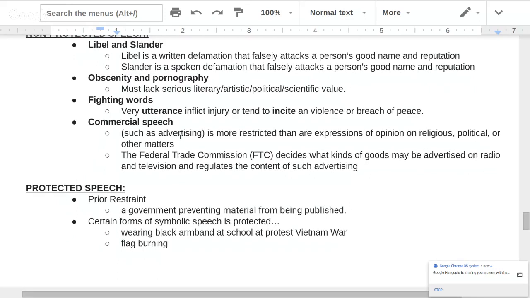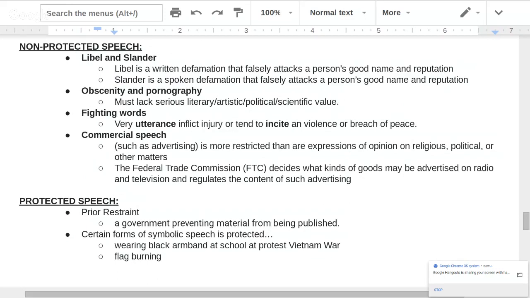Commercial speech is such as advertising. An example is Citizens United versus United States, because they posted that movie about Hillary, all about how she's bad and corrupted. It's kind of like commercial speech. They did win the fight, though. They were allowed.